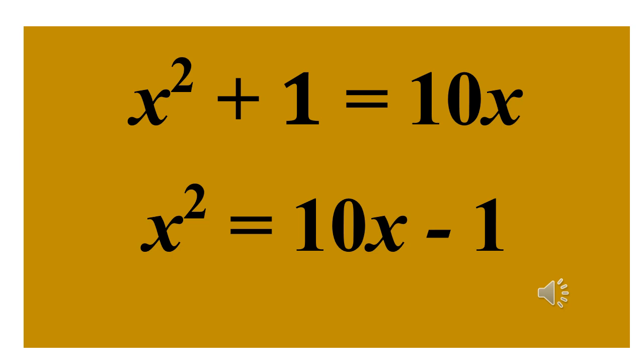So we can solve that further. x squared plus 1 equals 10x. We collect the like terms, we can take plus 1 to the other side. We have x squared equals 10x minus 1, by taking plus 1 to the other side, or minus 1 from both sides using additive inverse.